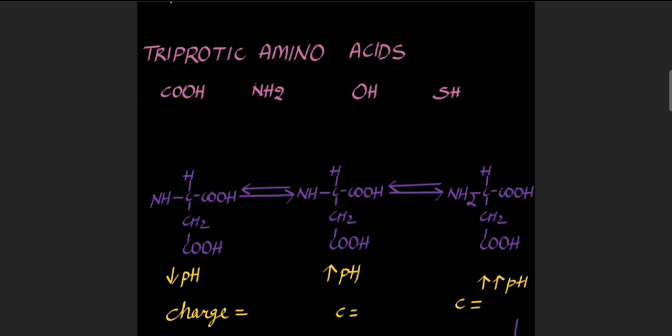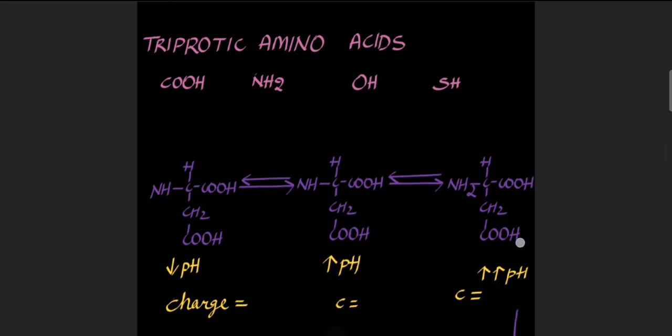So now let us see how we calculate the isoelectric point of a triprotic amino acid. We already know how to calculate the isoelectric point of a diprotic amino acid, in terms of glycine. That is the same formula that we're going to use for all the diprotic amino acids. But in case of a triprotic amino acid, we have a different formula. So we'll look at it.